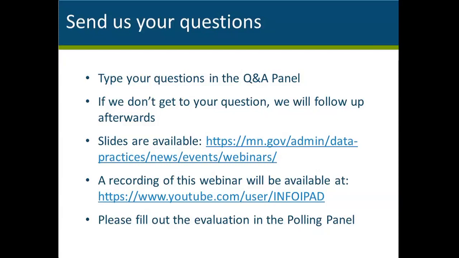Those are two separate types of requests, right? So a discovery response and a data request trigger two different rights. With data practices requests, you are obligated to cite the statutory authority, cite the specific statutory section or temporary classification or specific provision of law that classifies the data as not public, or in this case, it makes it not government data, right, under 13.393. So you would just cite Minnesota Statute 13.393 as making the data not accessible to the data requester in this specific instance.